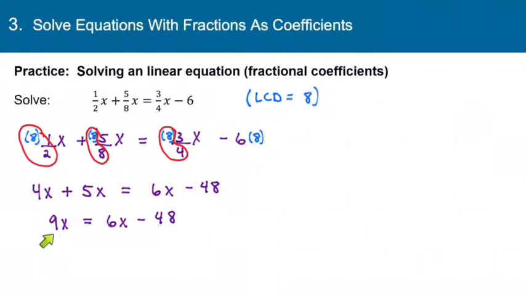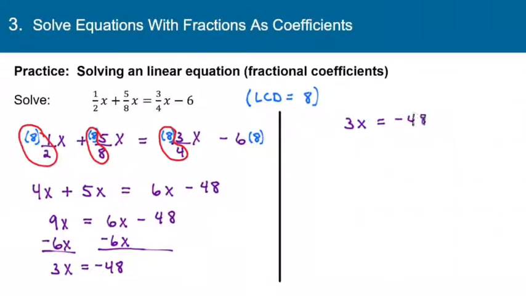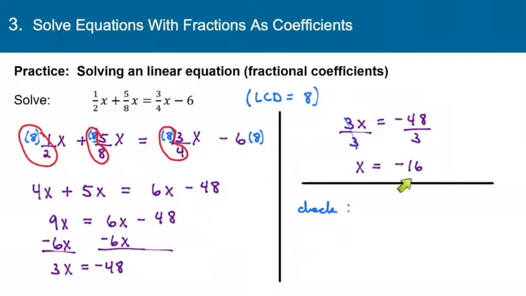Now we're trying to isolate the variable term, so we'll say minus 6x on both sides, and 9x minus 6x will be 3x, and that's equal to negative 48. Divide both sides by 3, and that's going to give us x equals negative 48 divided by 3, which is equal to negative 16. Now we can check that negative 16 relatively quickly.